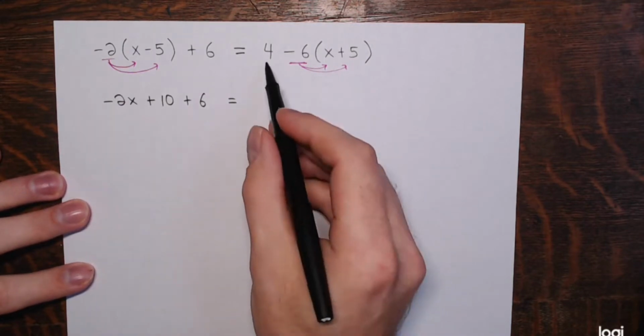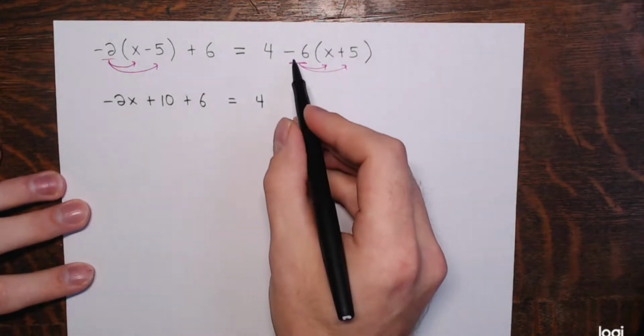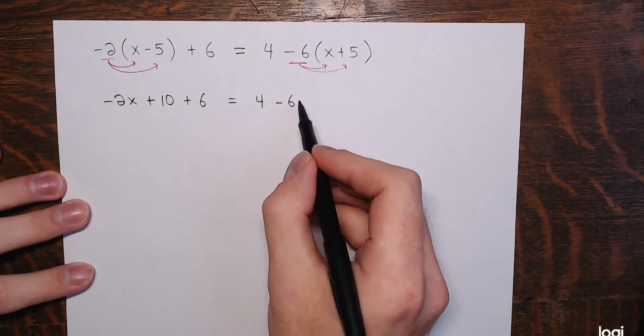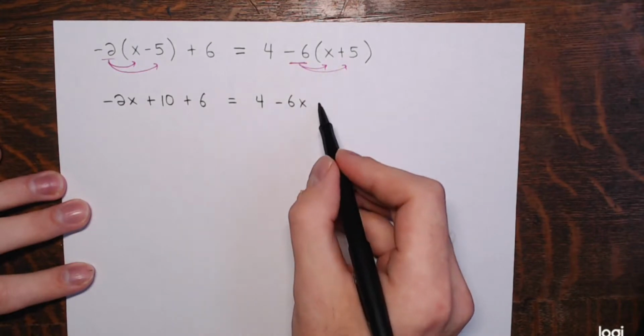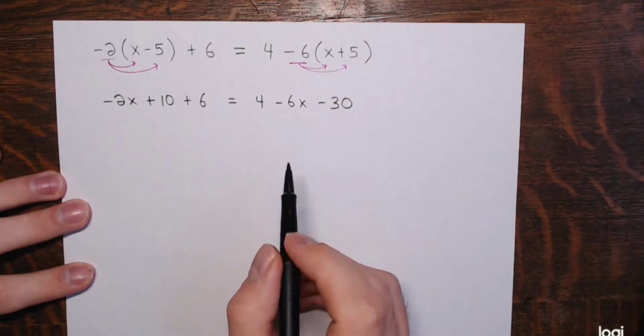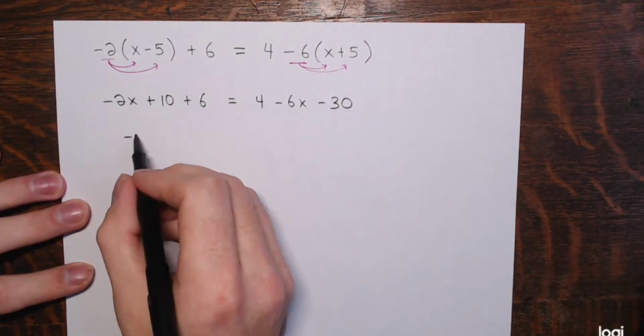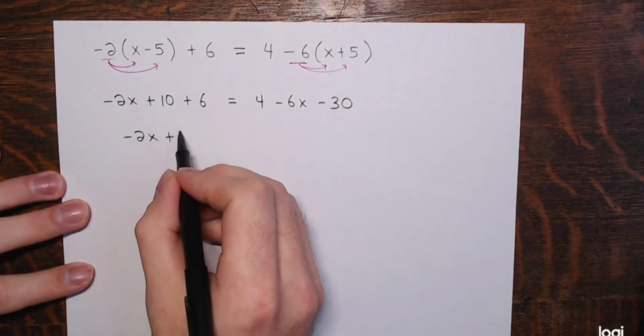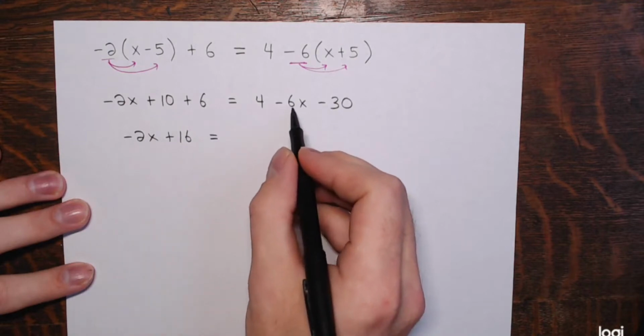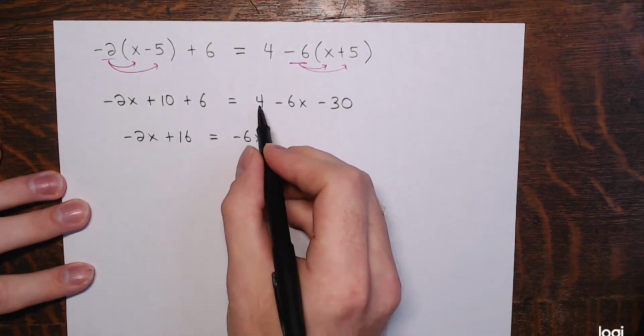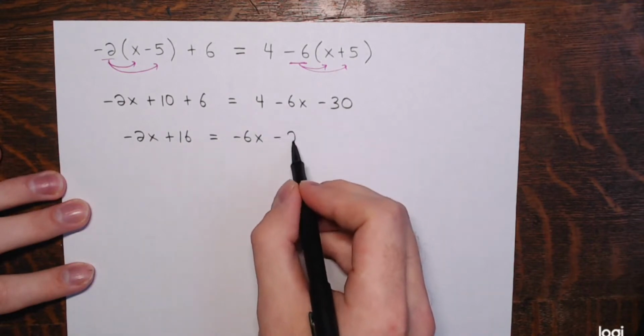And over here we have 4, and then the next term would be negative 6x, and then negative 6 times positive 5 would be negative 30. Just simplifying as we go, this is negative 2x plus 16 on the left. And over here I have the negative 6x term, and then 4 minus 30 is negative 26.